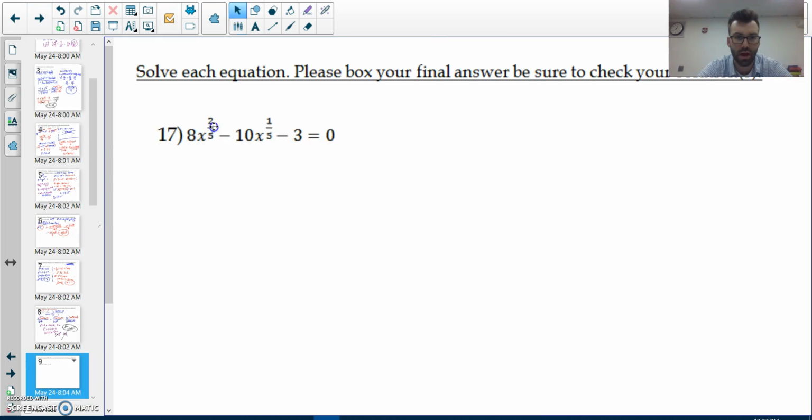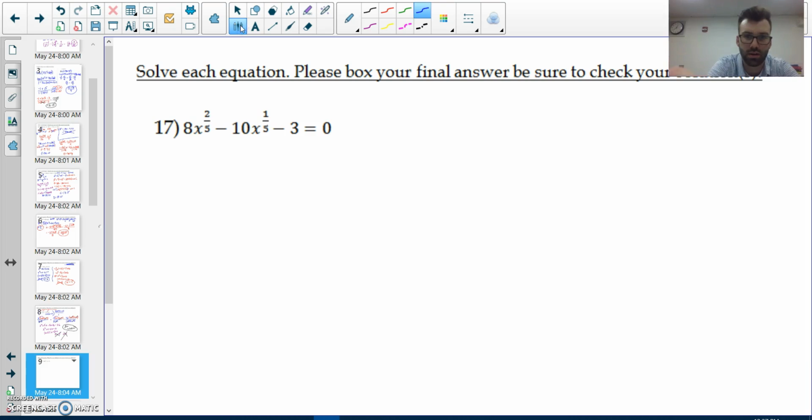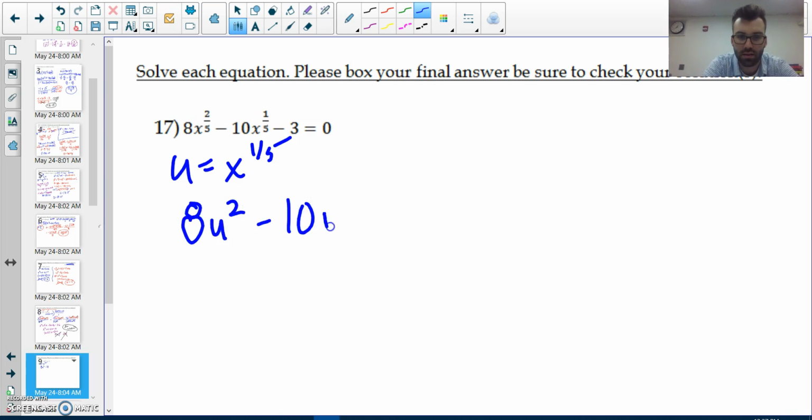Here we go. This looks funky. Well, since it looks funky, I have x to the 2 over 5 and x to the 1 over 5. That tells me if I have something funky like that, I'm going to have to use u substitution. So this is going to become 8u squared minus 10u minus 3 equals 0. This you could do two ways. I could use the quadratic formula, or I could split the middle. I'm going to split the middle.